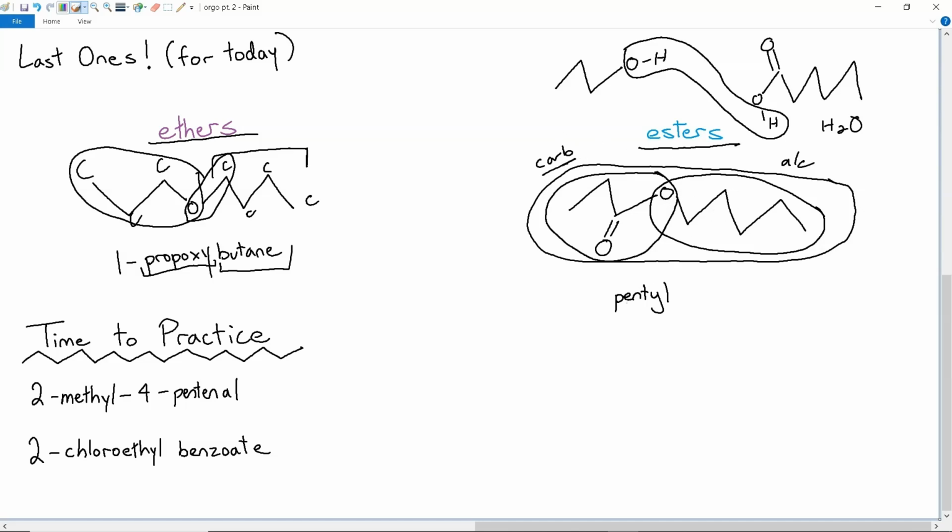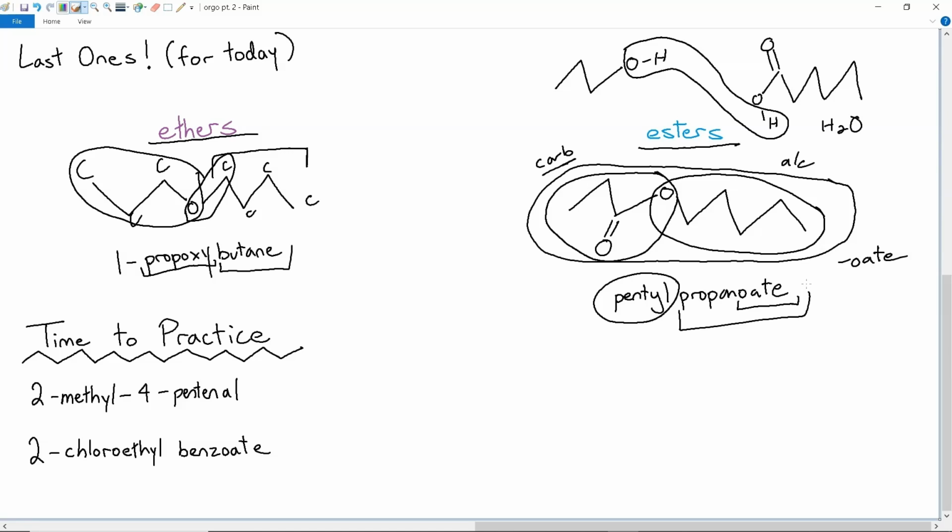So this would be pentyl propanoate. And this is the ending we're going to be using for the ester, an oate ending. Pentyl refers to the alcohol, propanoate refers to the carboxylic acid.